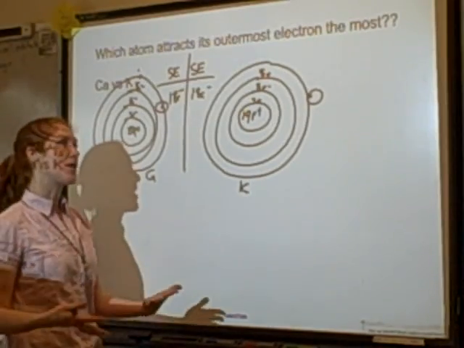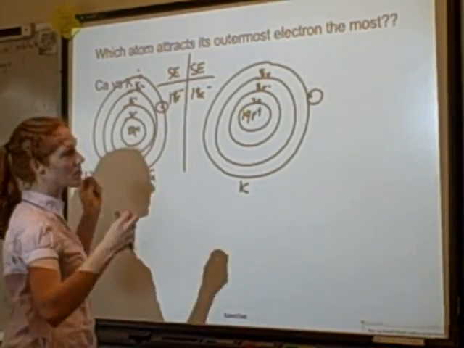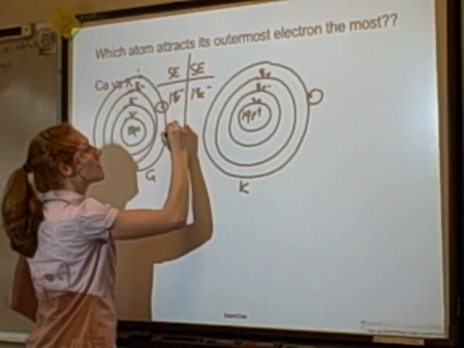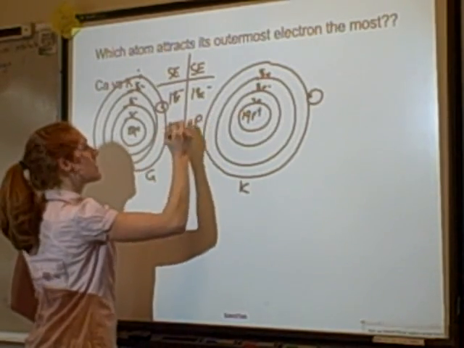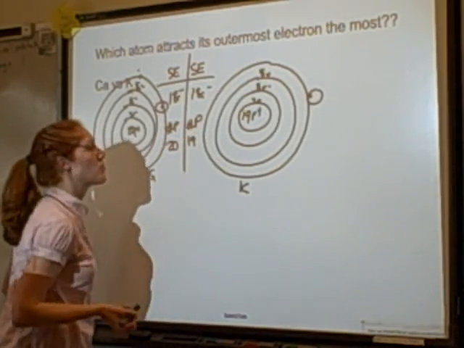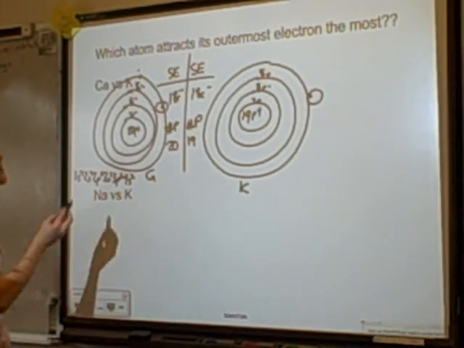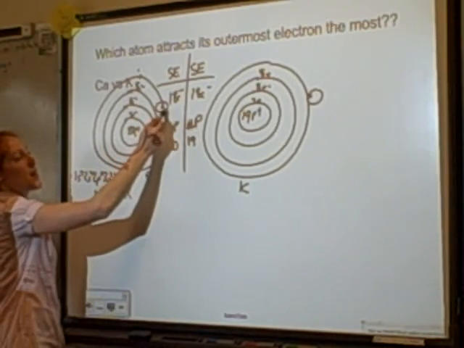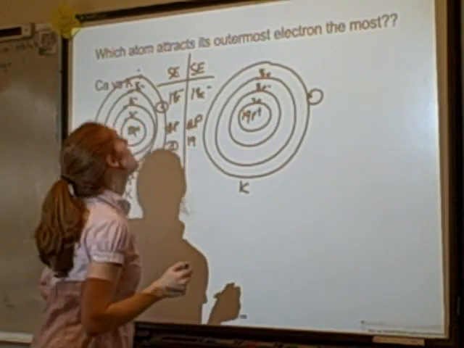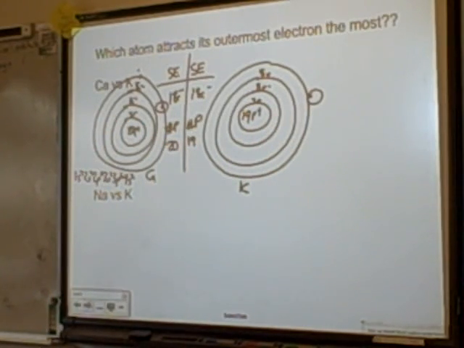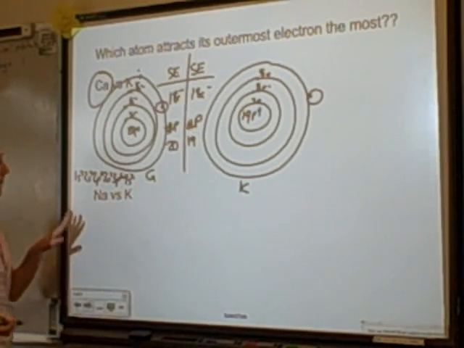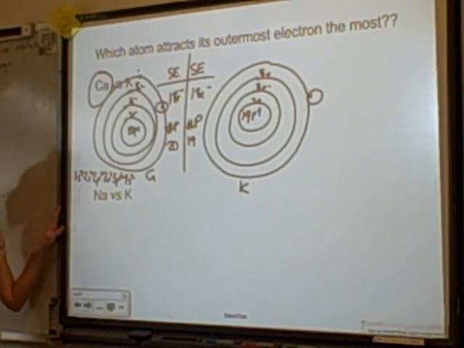Based on the number of shells, the attraction for the outer electron to the nucleus is the same. So we look at the number of protons for each one. And that's easy to see: there's 20 protons in the calcium versus 19 positive protons in the potassium. So these 20 protons are attracting this outer electron more than the 19 protons here. So which atom attracts its outermost electron the most? Calcium.